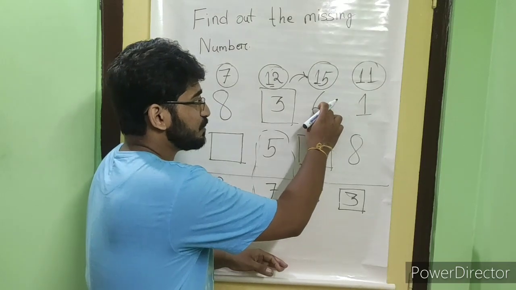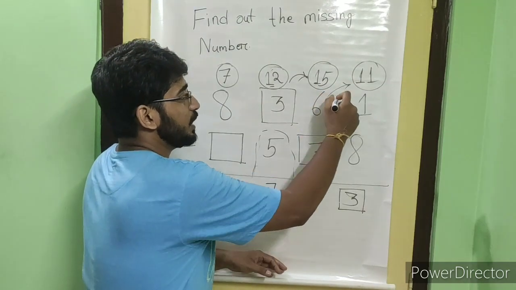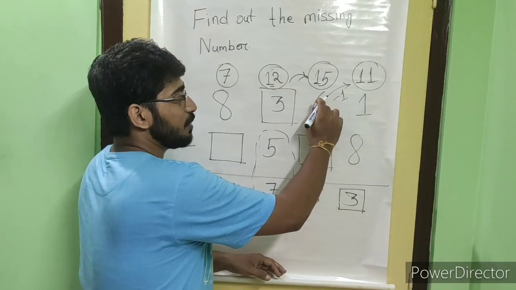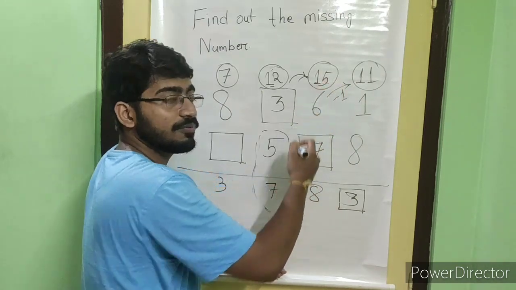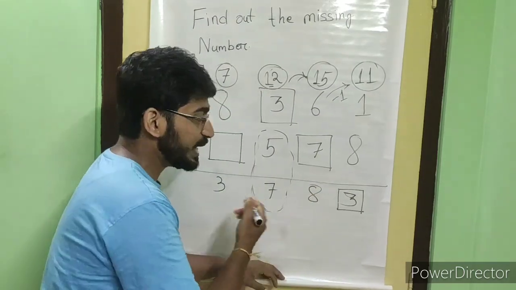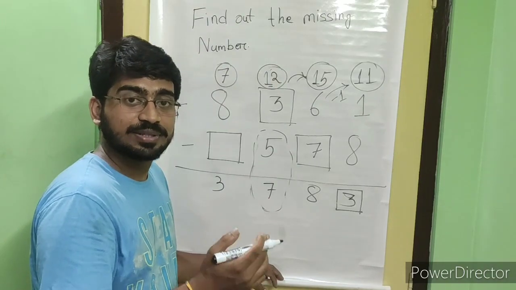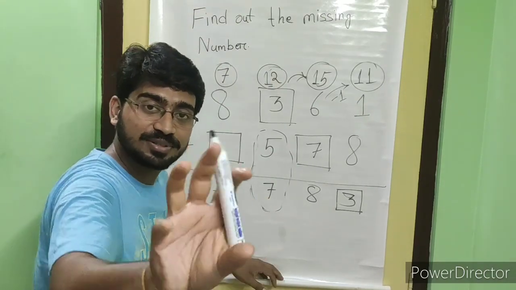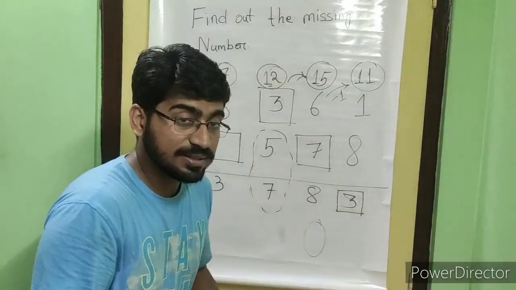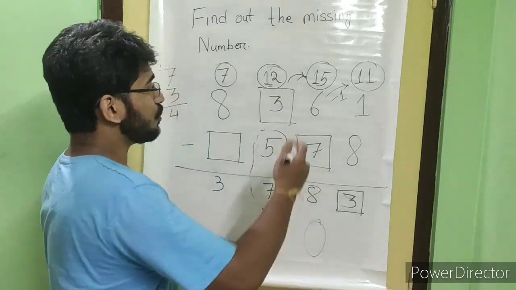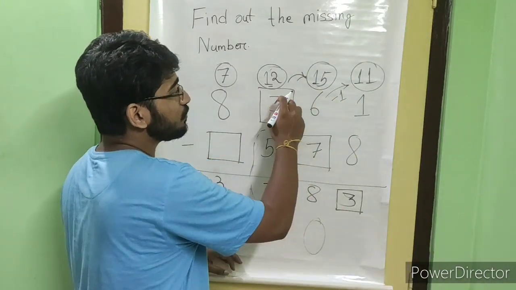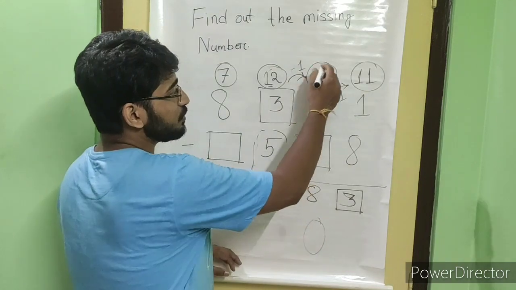See, here 6 has been given and we know that 1 has been borrowed from 6. So it will become 5, right? So we can't subtract anything from 5 to make it 8, because 8 is larger. If we subtract 5 from 5, it will become 0. So we can't subtract anything from 5, as 8 is larger than 5. So what to do? 5 will take a loan from 3, and it will become 15.